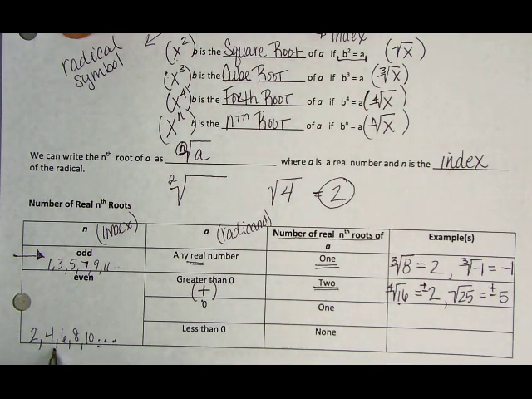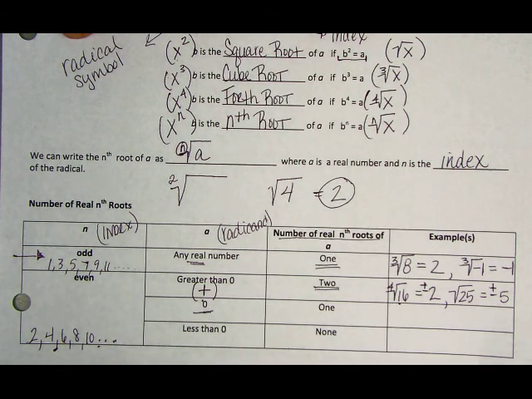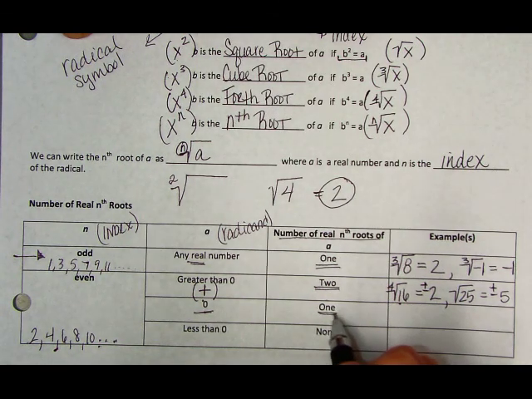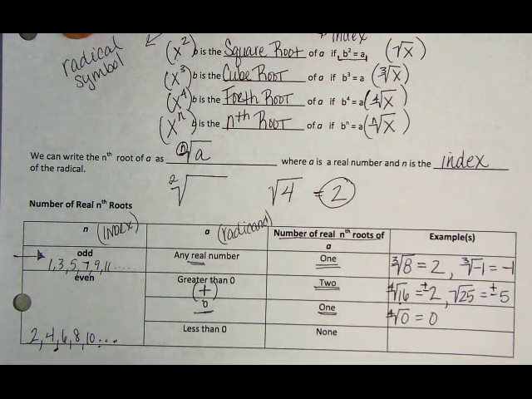If you have an even index and your inside value is 0, so your radicand is 0, you will only ever have 1 solution, and that 1 solution will always be 0. So for example, the 4th root of 0 is 0. The square root of 0 is 0. So actually any one of them, even if it's cubed or to the 5th power, if you're taking whatever root of 0, you will always have 0.